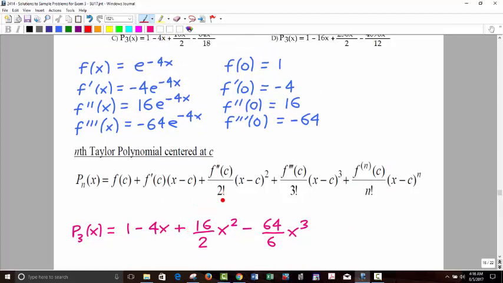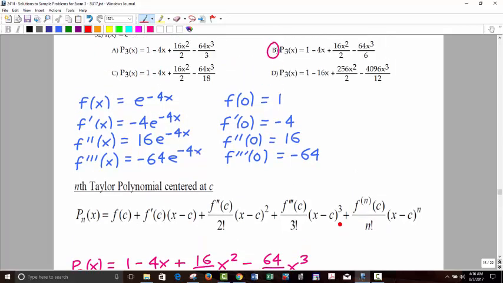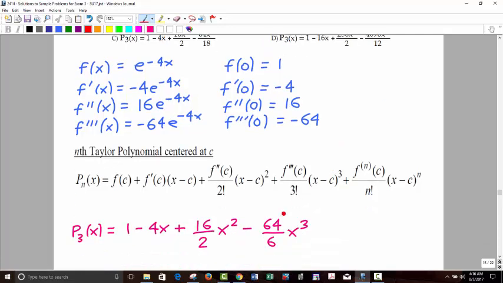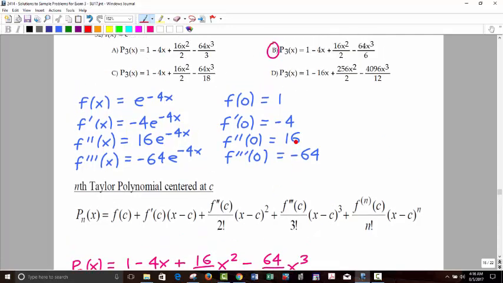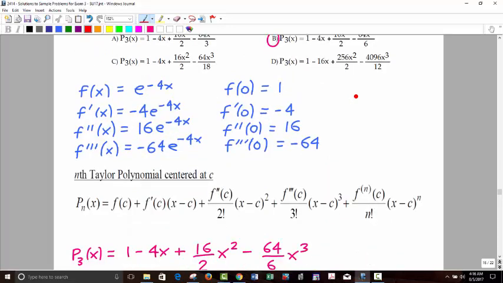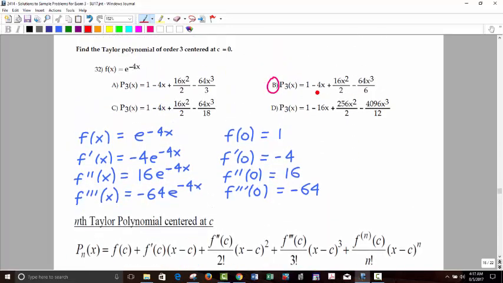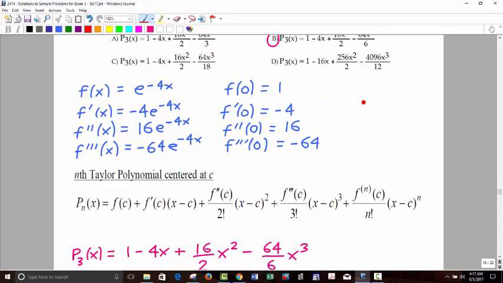And of course 2 factorial is 2, 3 factorial, 3 times 2 times 1, is 6. I don't know on an exam if these are going to be reduced fractions or not, but that's not too complicated if you have to reduce them. That's why I left it unreduced. Pretty straightforward, so it's definitely answer B here.